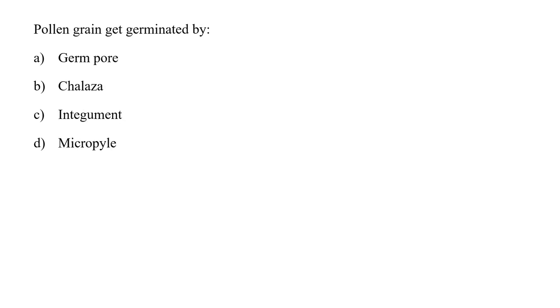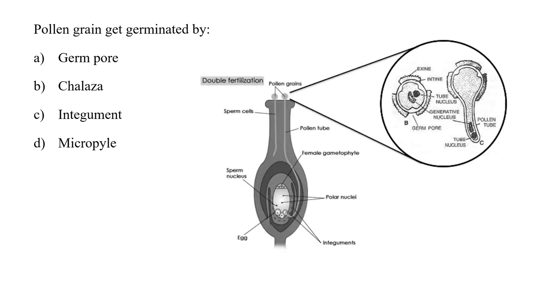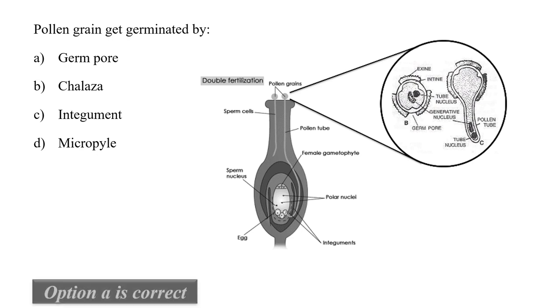Pollen grain gets germinated by germpore, chalaza, integument, or micropyle. Pollen germination generally starts when the pollen grain falls over the stigma. As you can see in the diagram, the intine grows out through one of the germpores to form the pollen tube, and it ultimately fuses with the female gametes. Hence, option A is the correct answer.